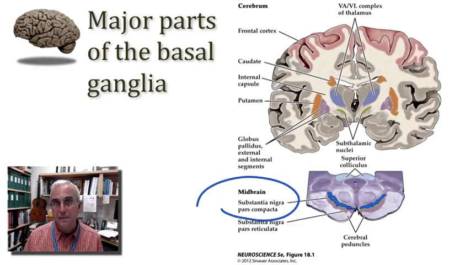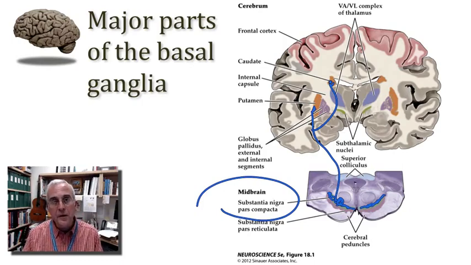That transmitter is dopamine. And over a lifetime of making dopamine, these cells accumulate a dark pigment, which gives the dark substance its name. Dopamine is released at the axon terminals of these cells, and the projections from this pars compacta of the substantia nigra is targeted to the striatum, to the putamen, and to the caudate nucleus. So dopamine from the midbrain becomes an important neuromodulator of basal ganglia function. We'll spend a bit of time talking about that.